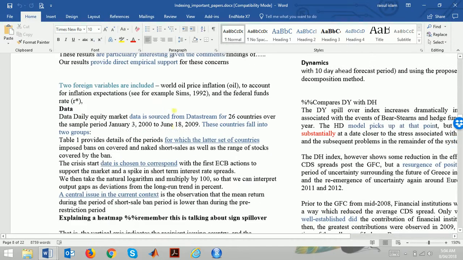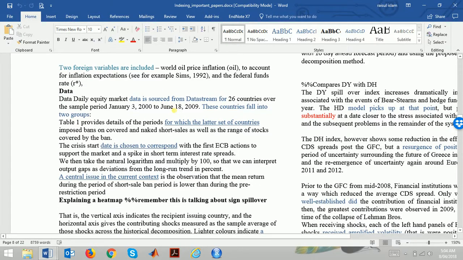Two foreign variables are included, exogenous variables. Daily equity market data is sourced from Datastream for 26 countries. These countries fall into two groups. Table 1 provides details of the periods for which the latter set of countries imposed bans. The crisis start date is chosen to correspond with the first ECB actions.